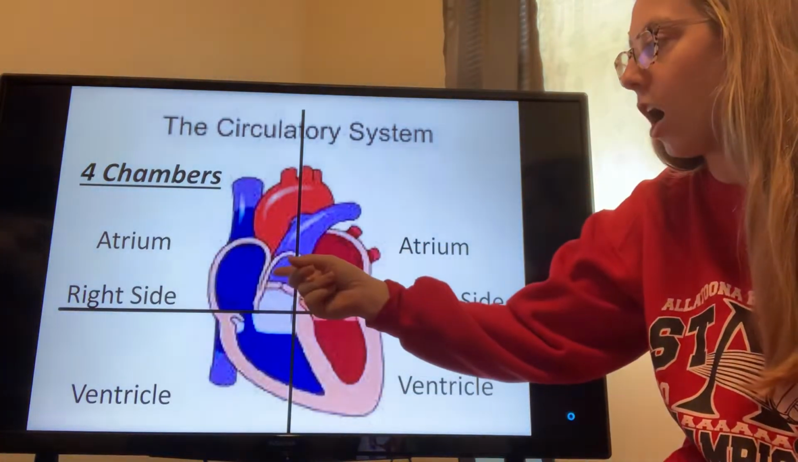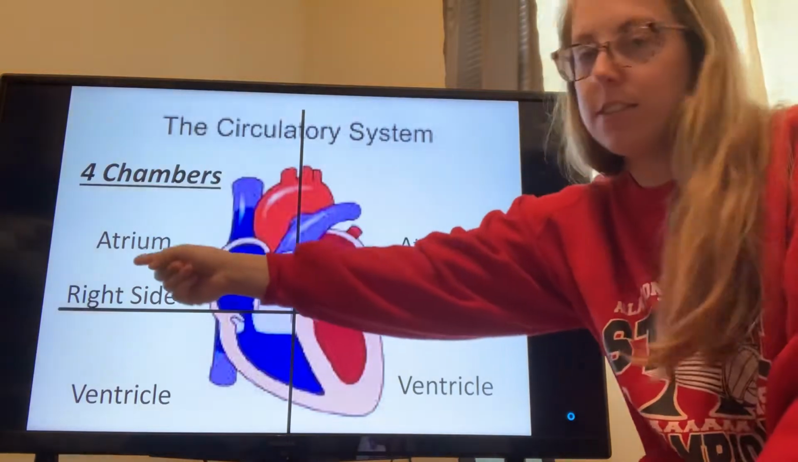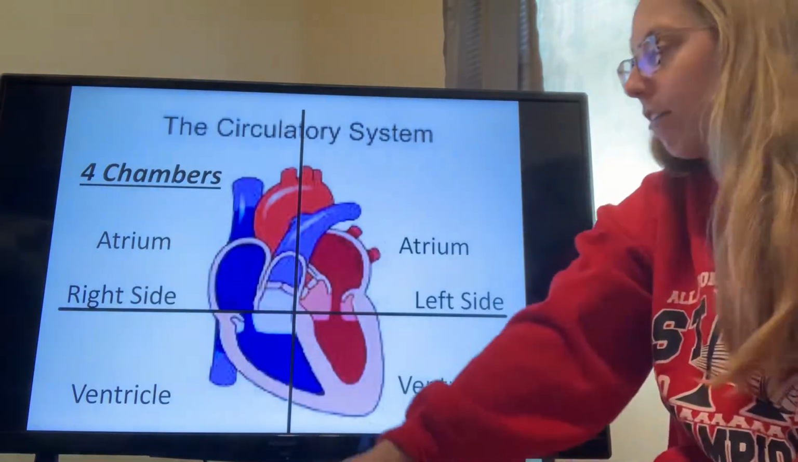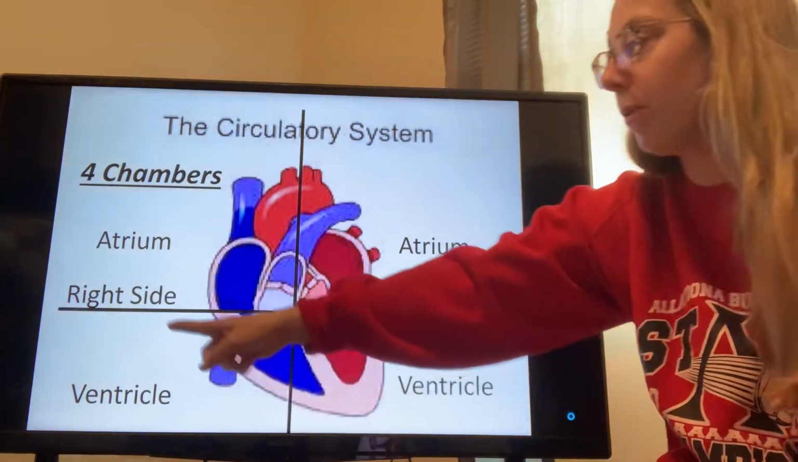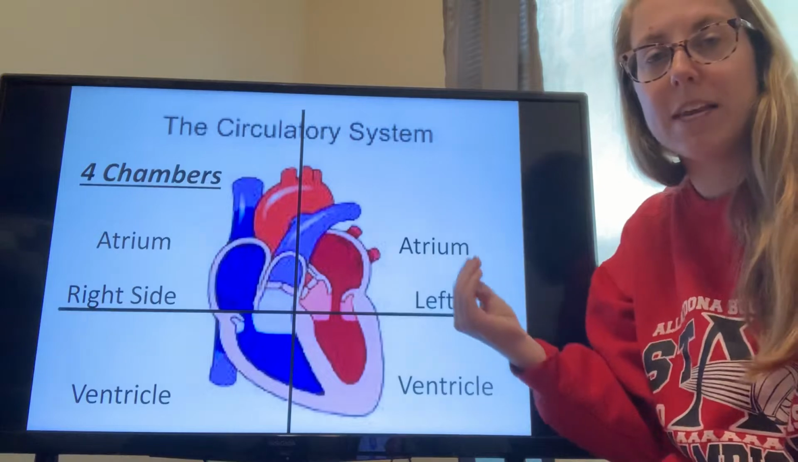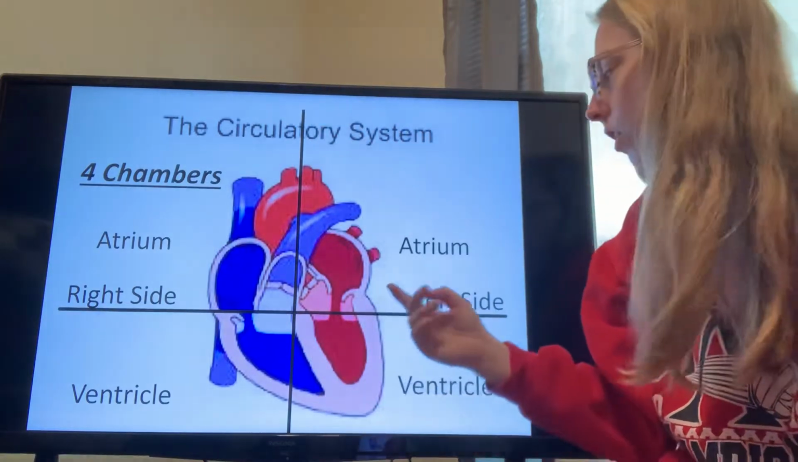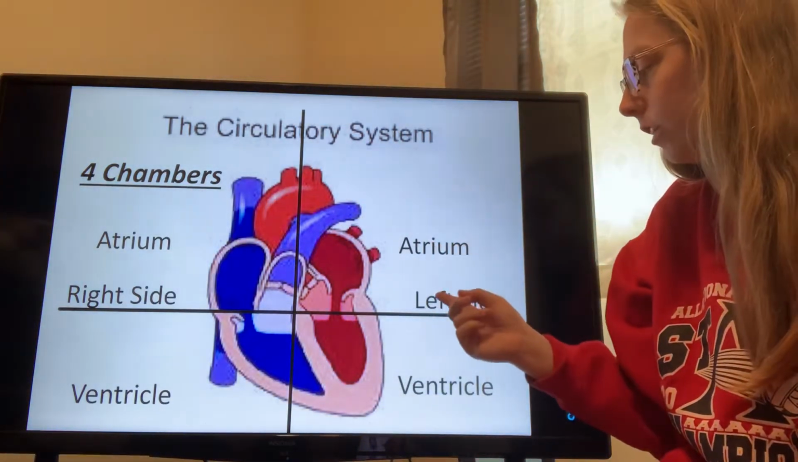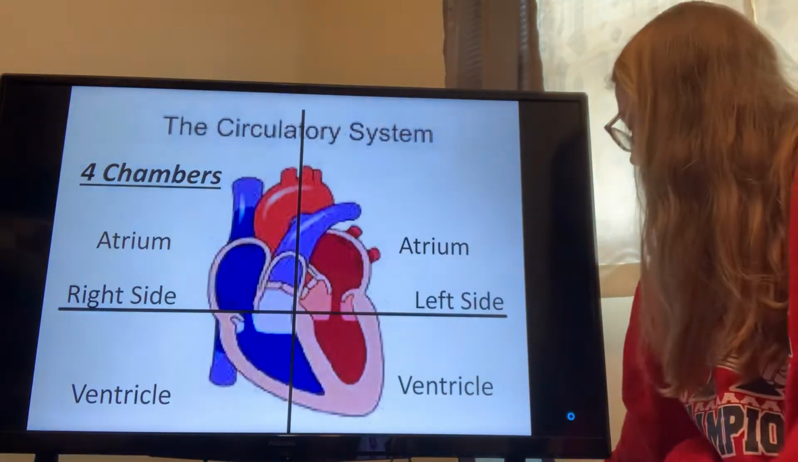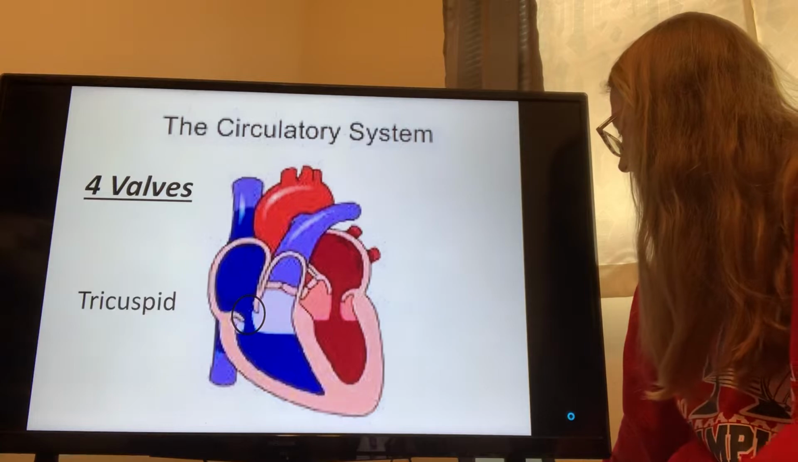So this would become, if we were looking at just this top square, our right atrium. If we were looking down here at the bottom, it would become our right ventricle. But if we move anywhere across that midline, so that line we drew down the middle, that would be our left atrium and our left ventricle. Okay? So the next section, we have 4 different valves.